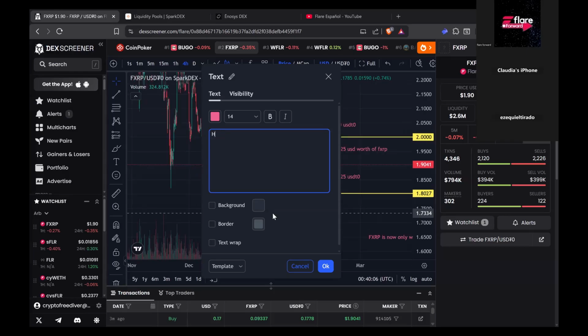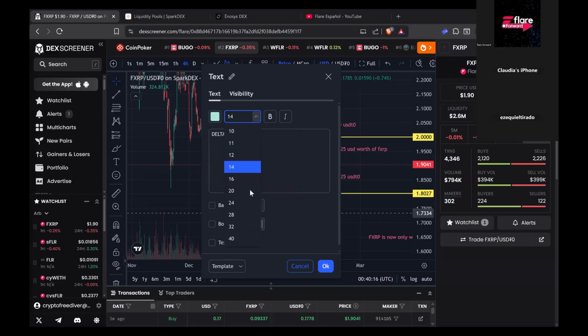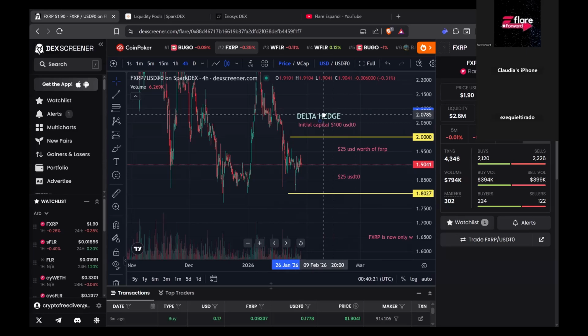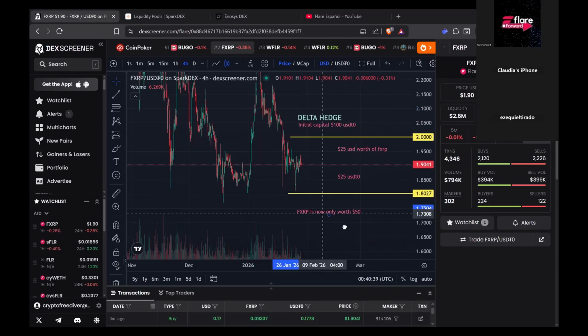Delta hedge. So the idea is to create a delta hedge. We have to do this color and let's make it bigger. Okay. So what we're going to do is we're going to try to do a delta hedge. I'm going to start with 100 USDT 0. Like that is my value. And then the idea is that I have to find a way to manage this capital to enter a liquidity pool and create a short.